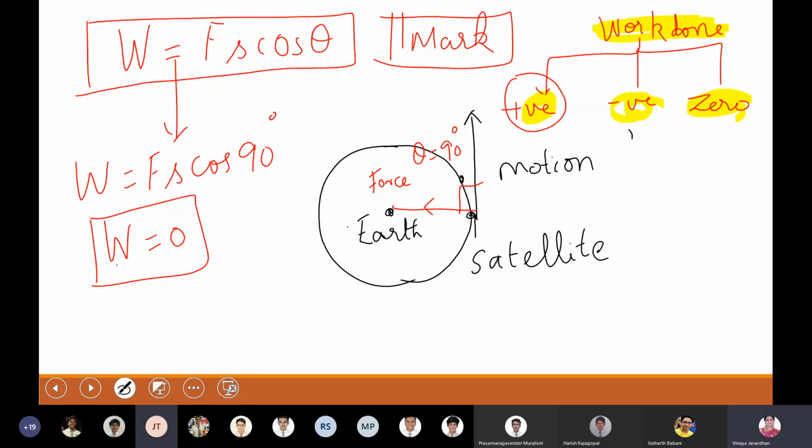Ma'am, so work is 0. Is it only for circular motion? Not necessary for circular motion, boys. It will not be necessary for circular motion wherever your force vector and displacement are perpendicular.